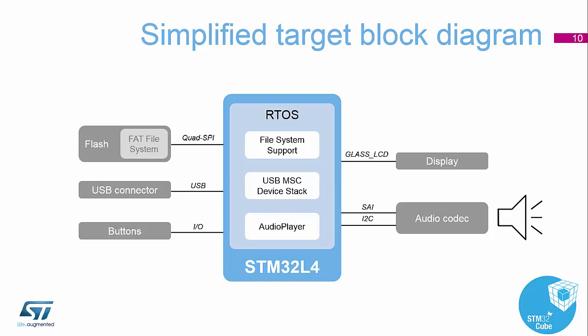Finally, we will have to use the USB connector so that we can upload the audio file into the quad SPI. This means we will turn the quad SPI into a mass storage device using our USB libraries inside the STM32L4. And to make all this development modular, we're also going to show you how to use FreeRTOS, which is available to run on the STM32 family of devices.